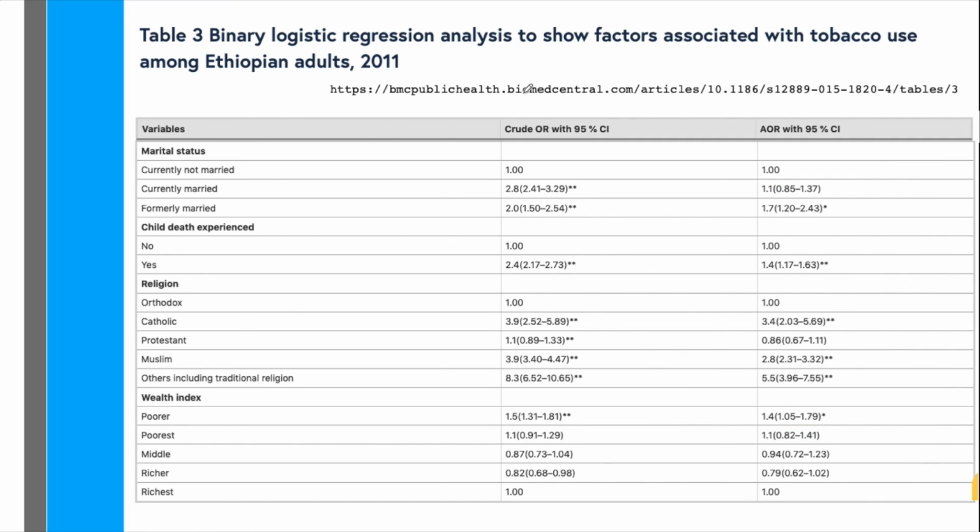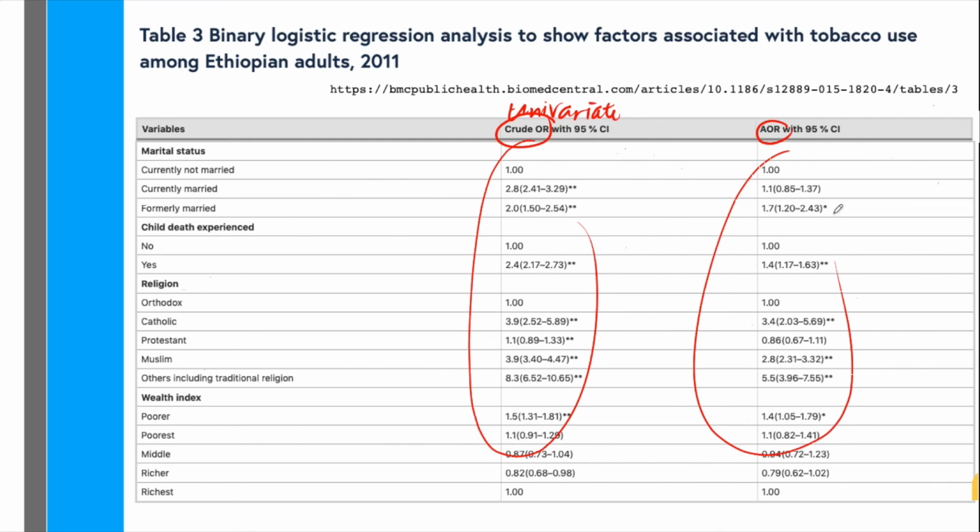And then moreover, as you can see, this one uses the crude OR and this one is the adjusted OR. This tells us that this column used a univariate binary logistic regression while this one is generated using a multivariate binary logistic regression model.